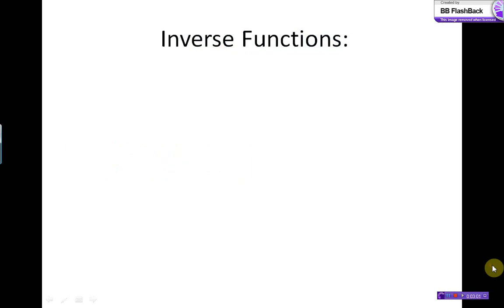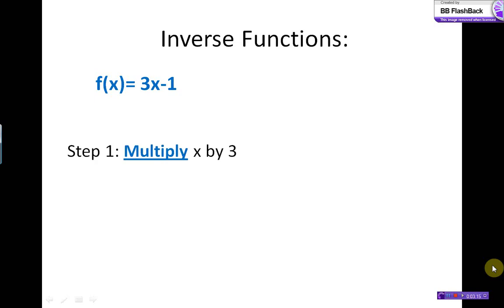Now, inverse functions, not inverse operations, but inverse functions, let's take a look at those a minute. Let's take the simple linear equation 3x minus 1. And we know that the first thing we do, if this is a mathematical sentence, is we're going to first multiply our variable x by 3. And then our second thing we're going to do is subtract 1.